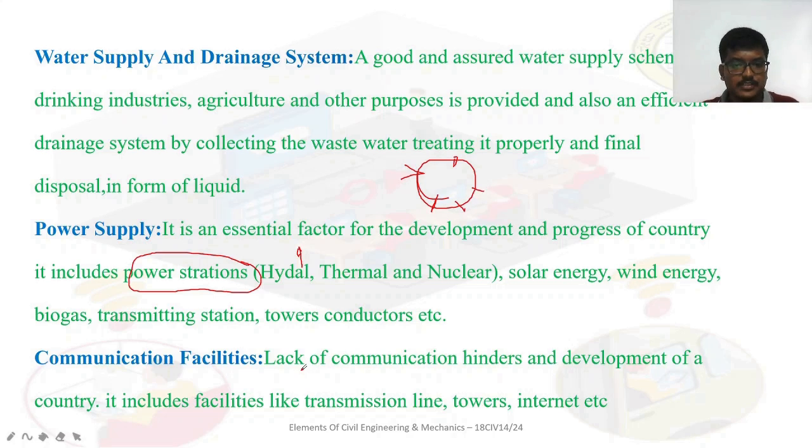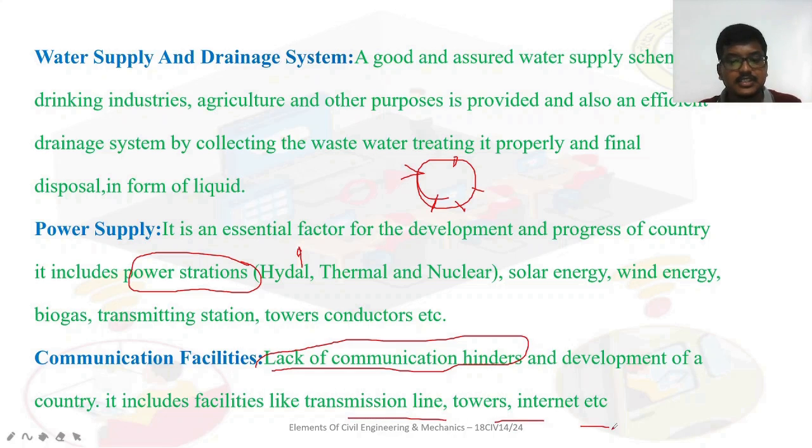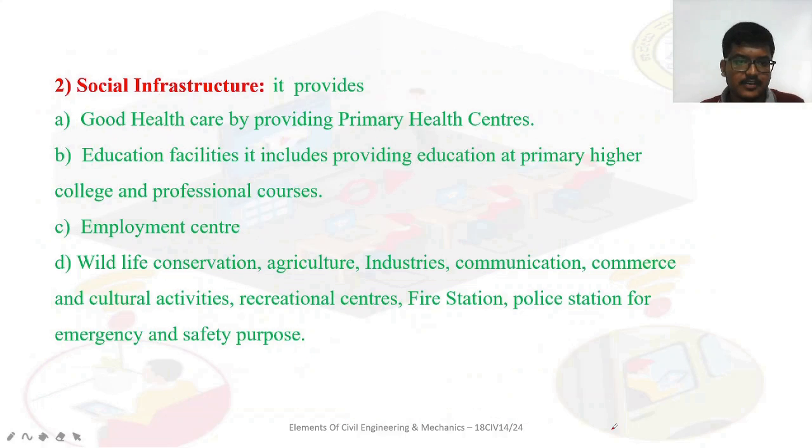So communication facilities. Lack of communication hinders the development of a country. It also includes transmission lines, towers, internet, etc. So these were some of the economic infrastructure. So what about the social infrastructure?